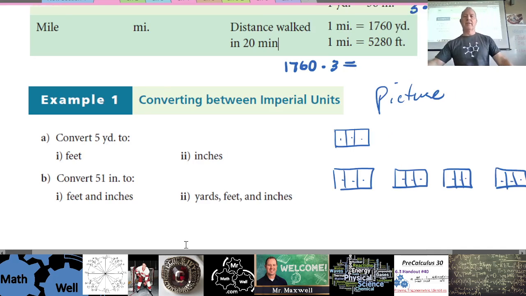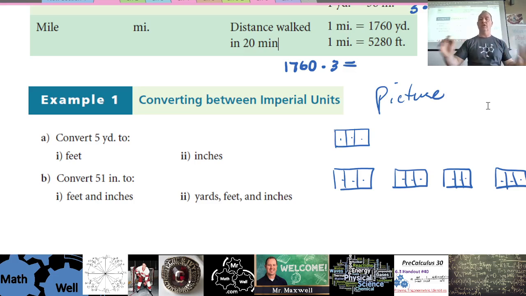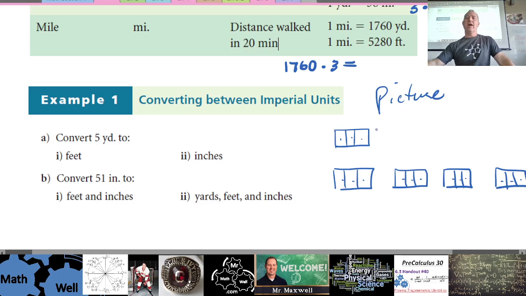Okay, so 5 yards to feet. Now, I have a picture over here on the right side. So if you are a visual person and you want to sketch out a picture to help you with this, that's great. You can do that. This is how I would do that. I would draw 5 yards, 1, 2, 3, 4, 5. And if you understand that there are 3 feet in each yard, if you split these up into 3 pieces, then you can literally count all of these little pieces which represent feet, and you would get to how many?